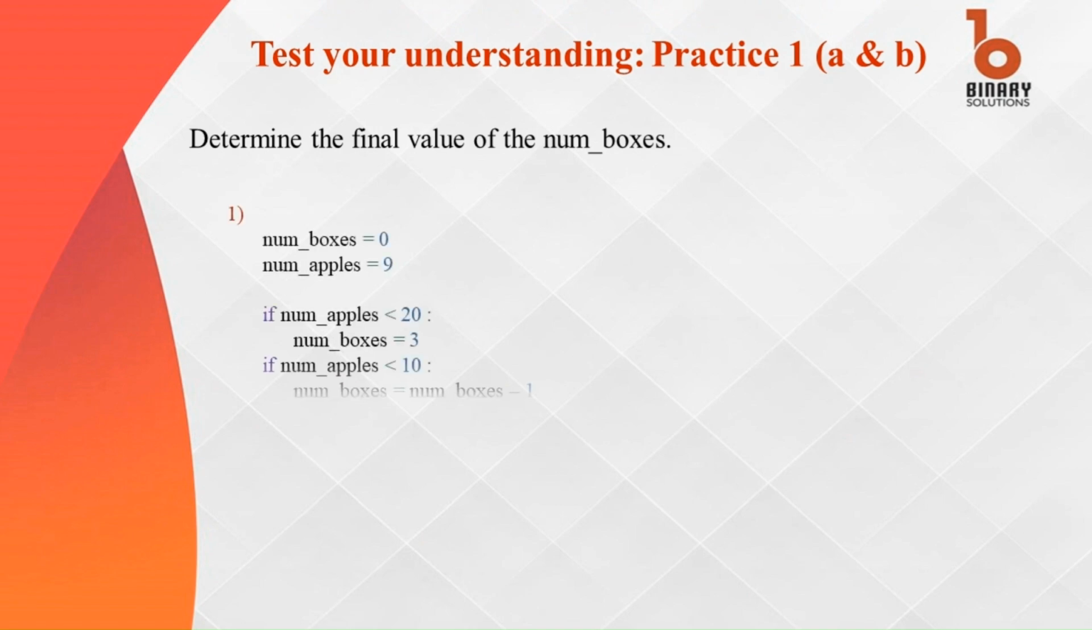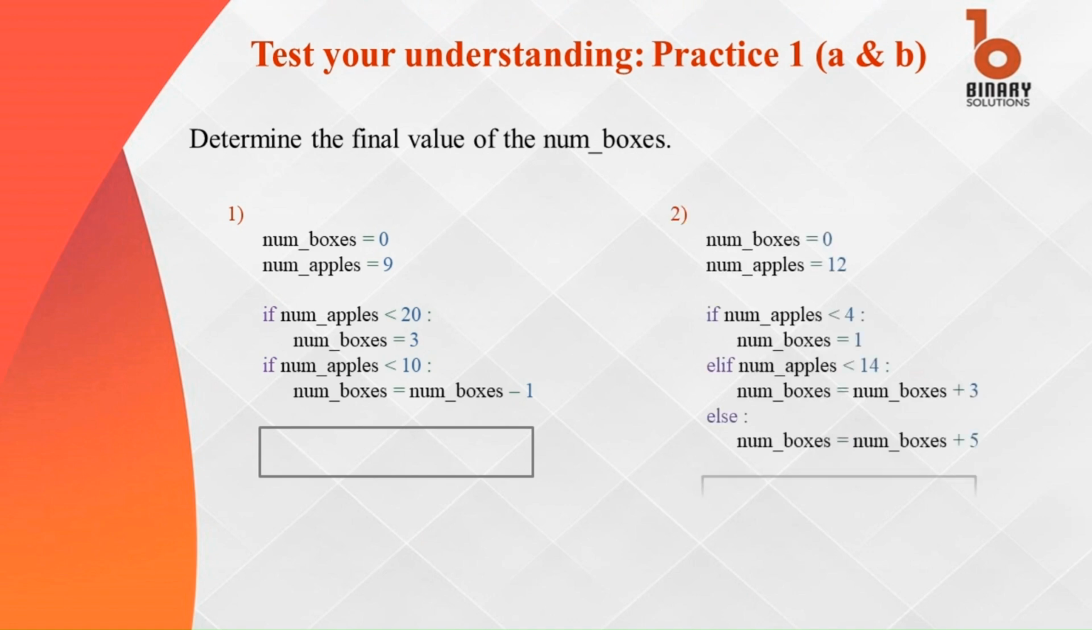Here comes the first question. Imagine you have a certain number of apples, and you're trying to figure out how many boxes you'll need. Start with num apples, there are 9, and follow these conditions carefully. What do you think the final value of num boxes will be after both conditions are applied? Think you've got it figured out.